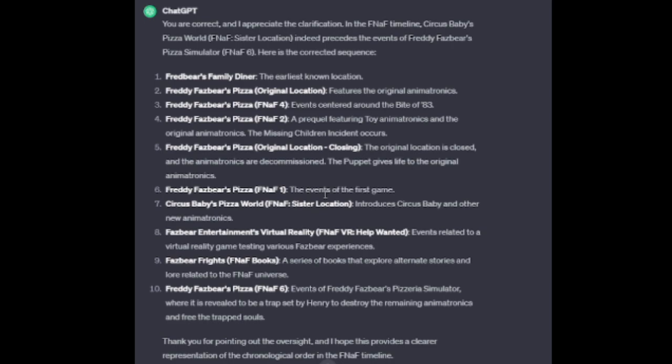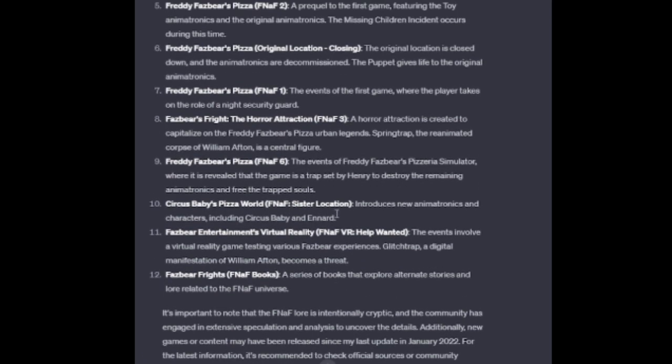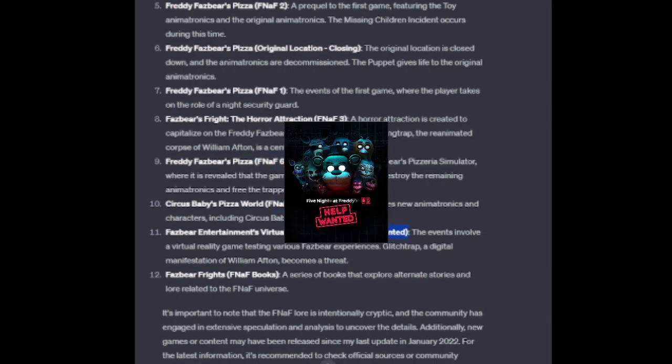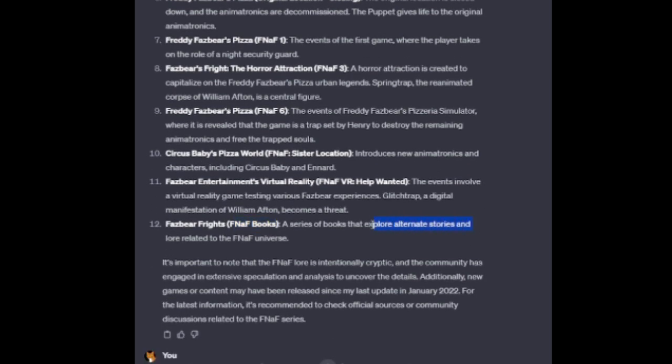Okay, so yes, it does indeed. It just needed that clarification there. So it just got that wrong, which is understandable. So after the original location and... Okay, wait, where were we? So after FNAF 3, we get Sister Location, and then after Sister Location, we get FNAF 6. After FNAF 6, we get Help Wanted, and then the books, which are completely alternate reality stories.